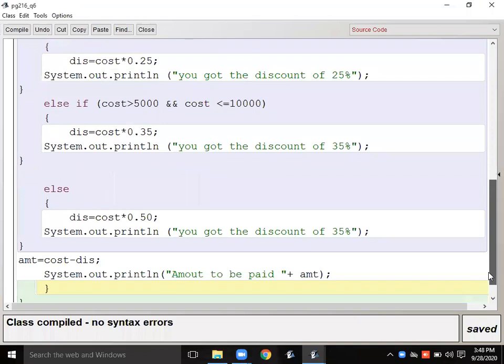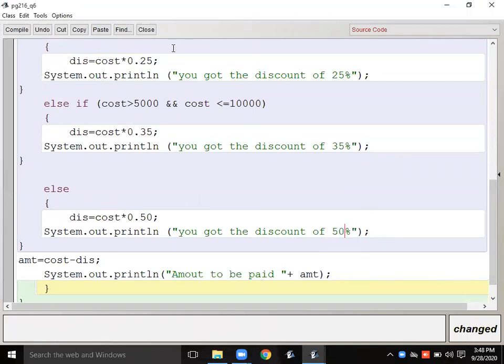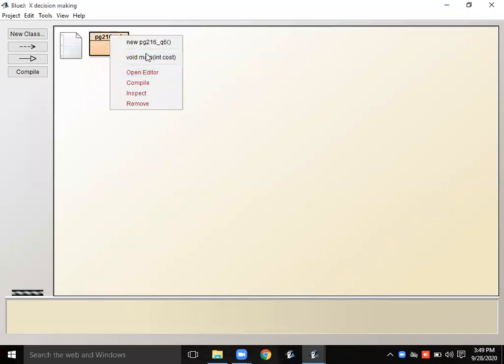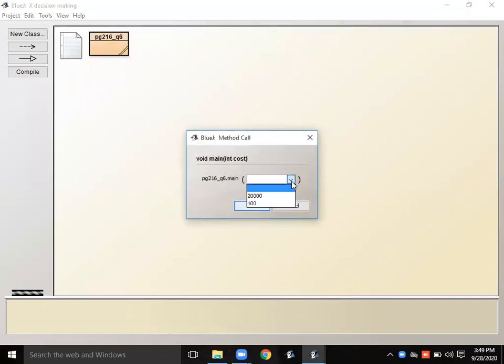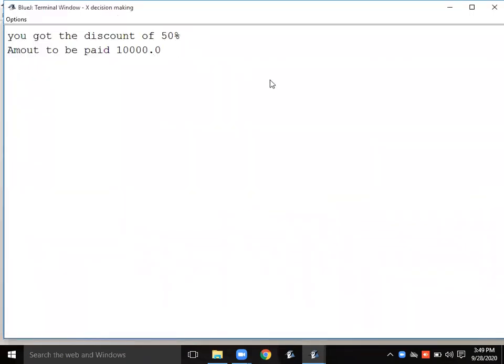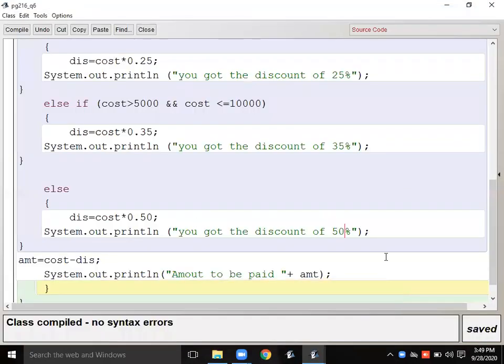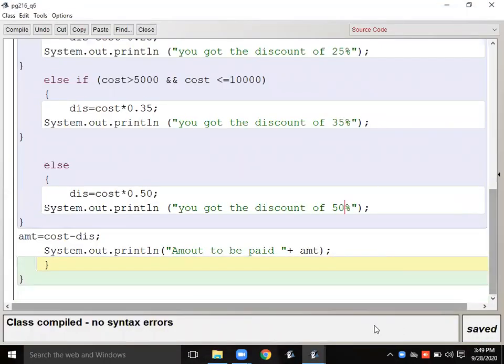I didn't change that. So amount is 50% discount. Now see that, compile, execute, 20,000. Yes, then okay. See that 50% discount and amount to be paid 10,000. Okay, like that you can create your program. I hope it is understood by you. If there is any query, you can ask me.